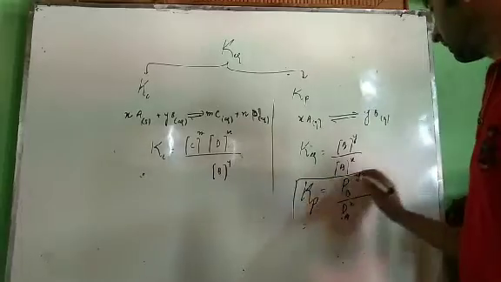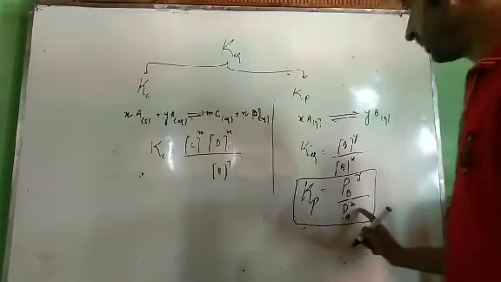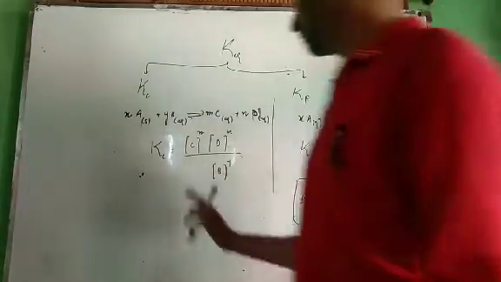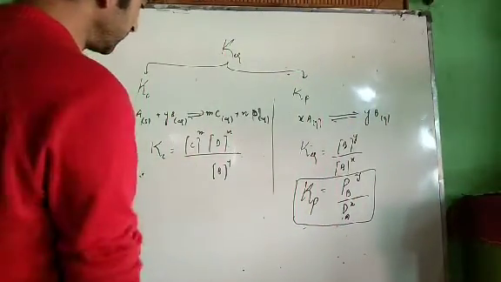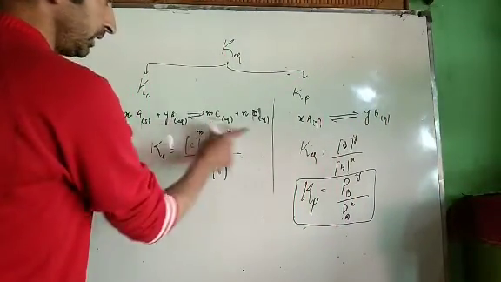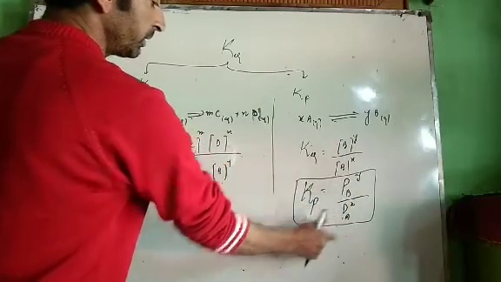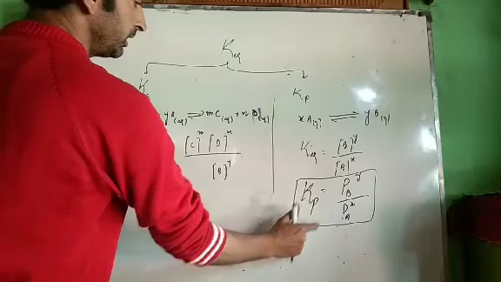In gases, we write concentration or active mass in terms of partial pressures. We can also write it in terms of concentrations, but in the case of gases we mostly write it in terms of partial pressures. This is Kc, this is Kp.